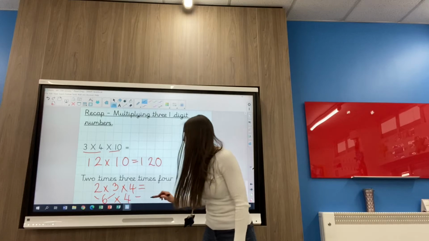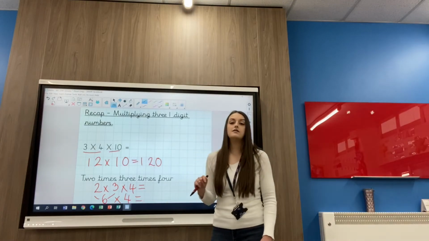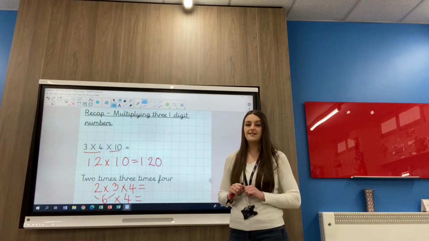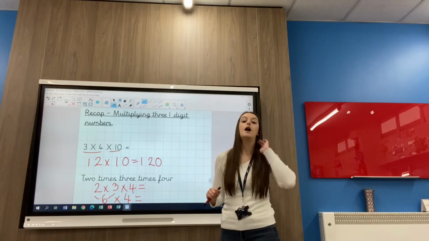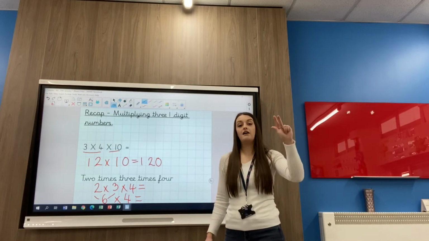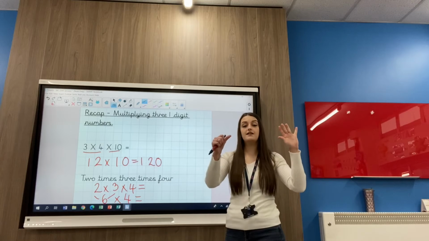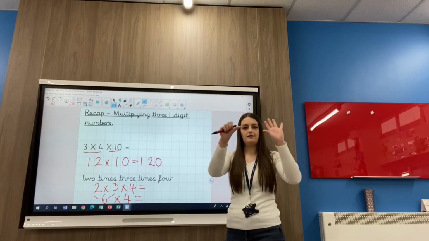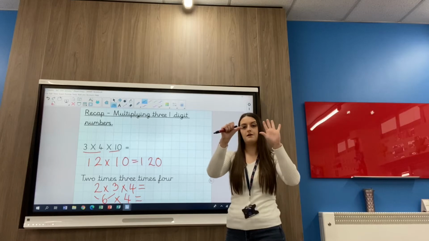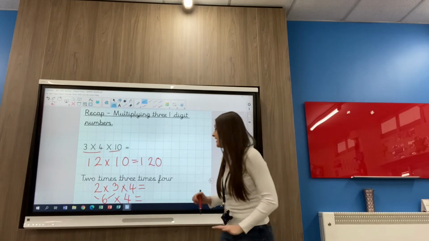So I'm going to count in my 4s. I'm going to count 6 4s. Are you getting ready to count in your 4 times table with me? 4, 8, 12, 16, 20, 24, 28? Oh, I got you then, nearly. So it's 24. That's 6 times 4.